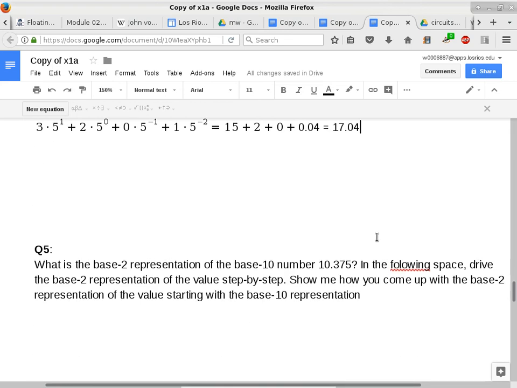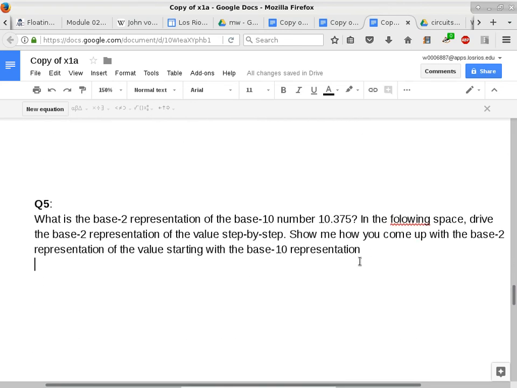The next one is kind of like a reverse. We have a base 10 representation. In this case, it's 10.375. And I have a typo in the following space. And this is another typo, it's derive, not drive. Derive the base 2 representation of the value step by step. Okay, so how should we do this?